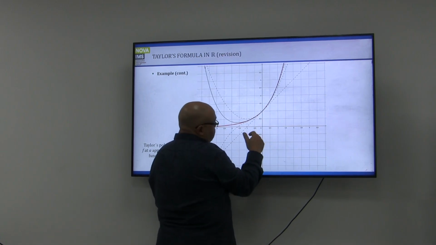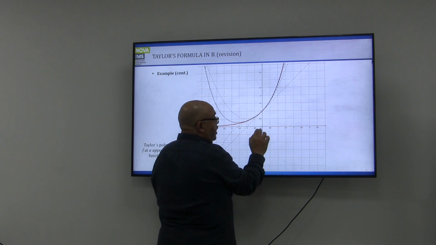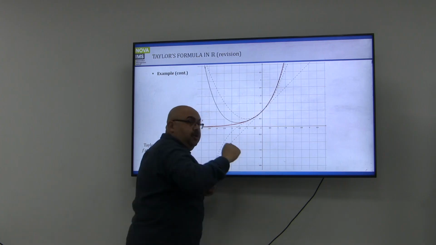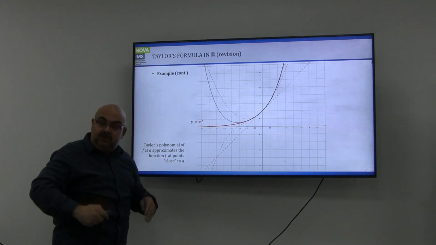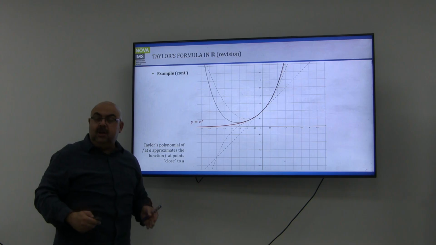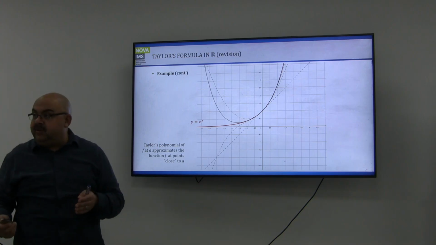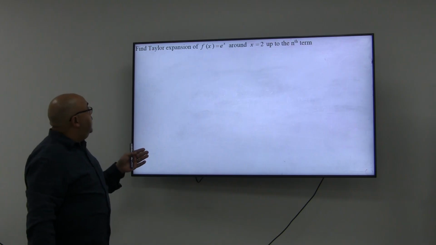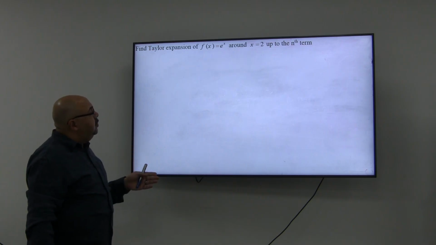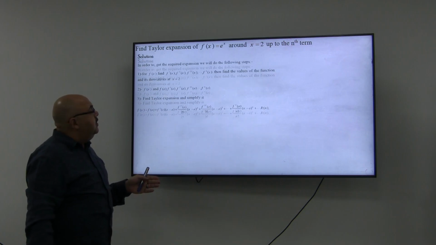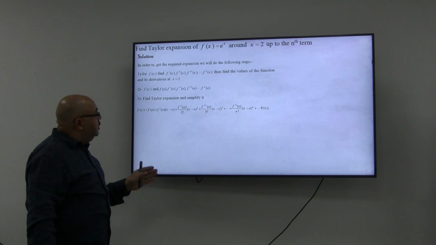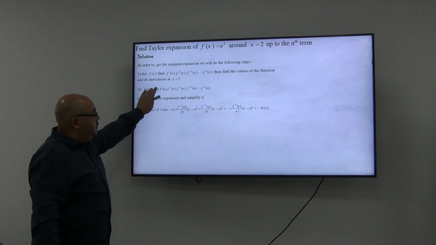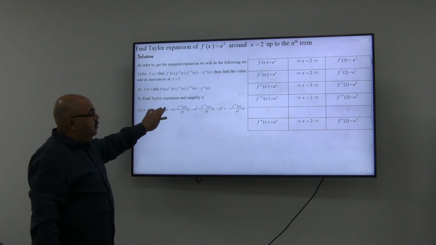As long as you go away from the origin, the error will start to increase, and you will need to update your expansion in the neighborhood of another point, and so on. This is also a very nice problem. It asks you to find the Taylor expansion of e to the power of x around x equal to 2 up to the nth term. I will start by finding the derivatives, then substituting in the main equation.